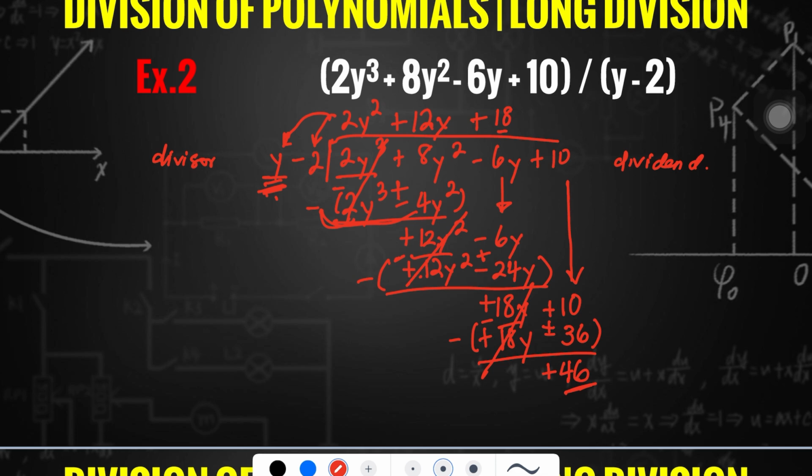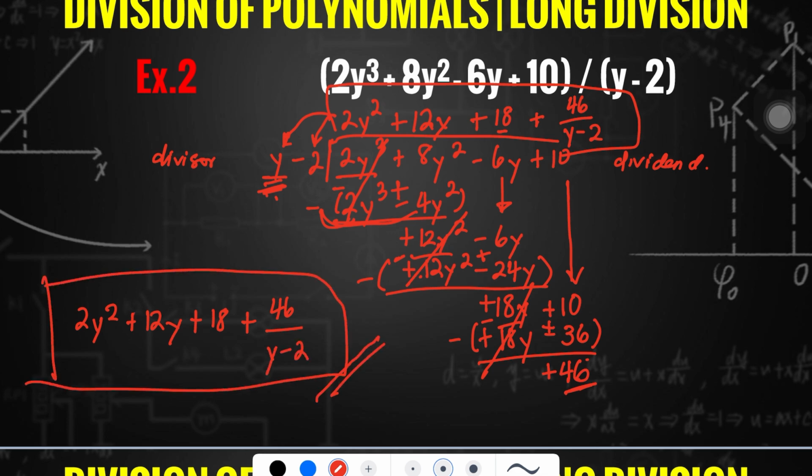We can no longer divide 46 and y because they've got different powers. There's no variable here anymore. So this is your remainder, but how do you write your remainder? So that's plus 46 over y minus 2. That's your final answer. I'm going to write it here at the side: 2y squared plus 12y plus 18 plus 46 over y minus 2. This is your final answer for this problem. Okay, guys? Clear? Let's try this one.